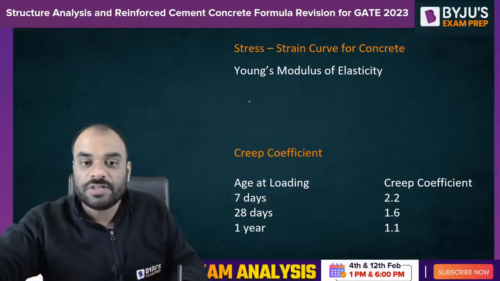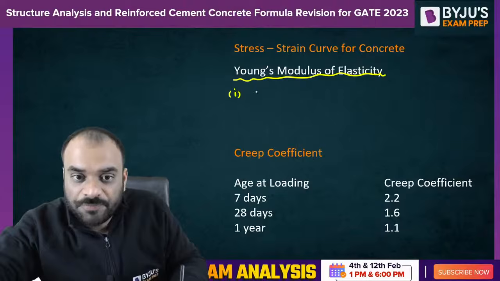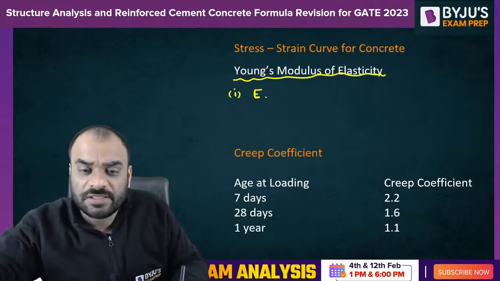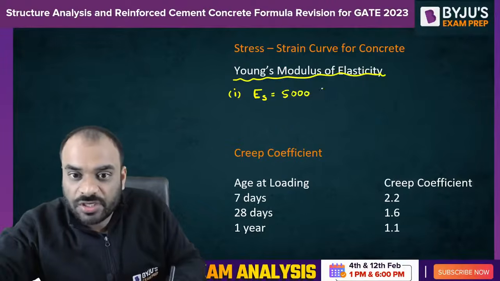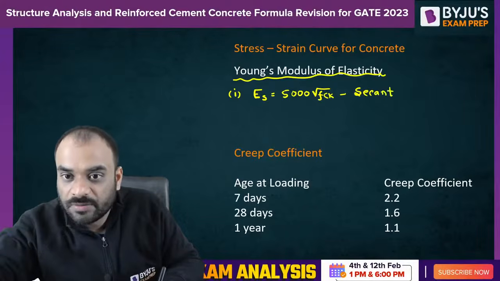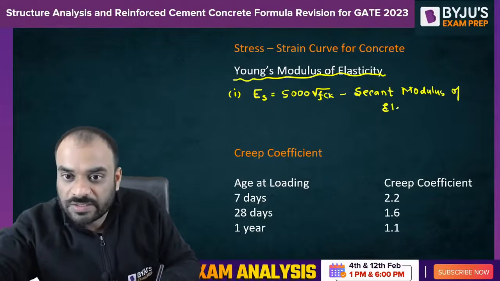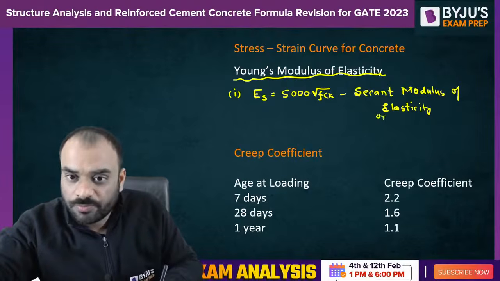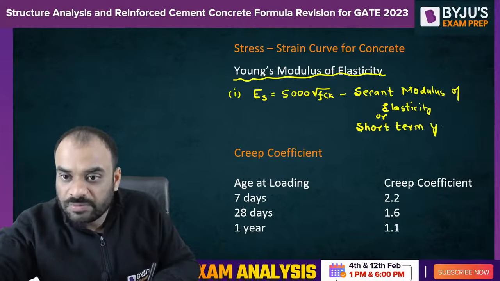Then the next relation which we need to understand is Young's modulus of elasticity. You know that, guys, Young's modulus of elasticity, which is basically the short-term Young's modulus of elasticity, is also known as our secant modulus, right? Which is given by the code as 5000 under root of FCK. So this is basically our secant modulus of elasticity, or you can call it the short term Young's modulus of elasticity.